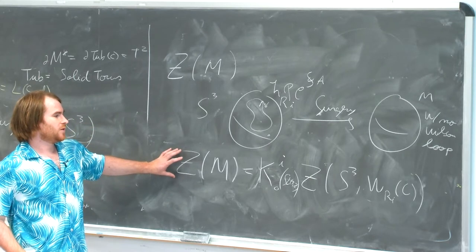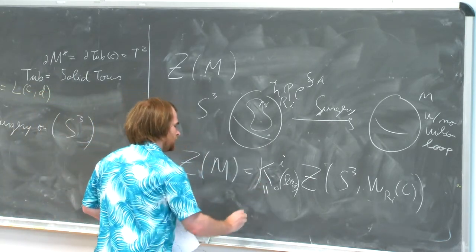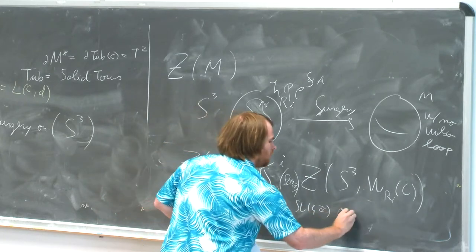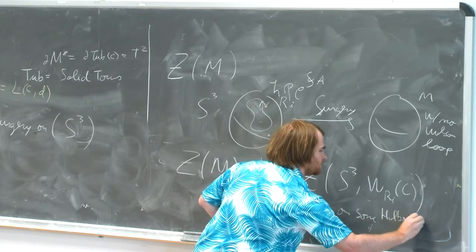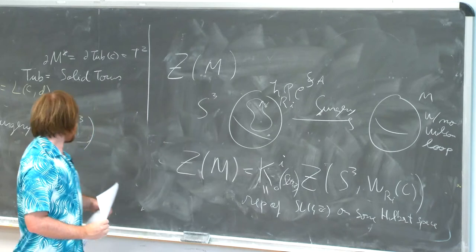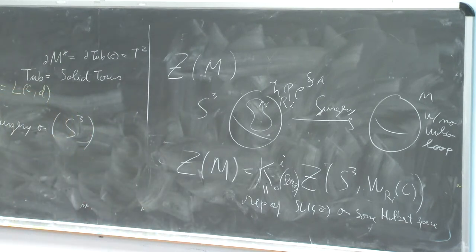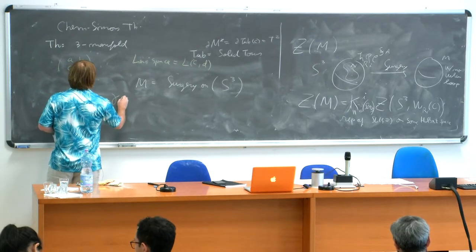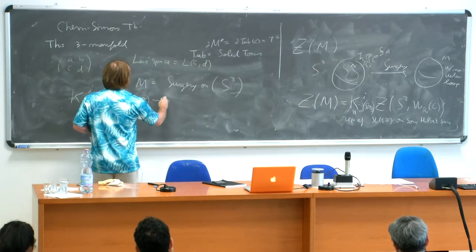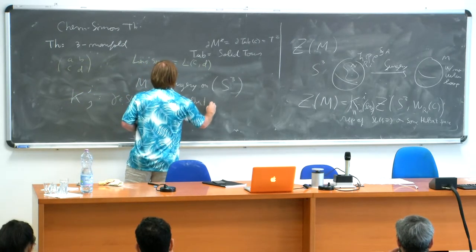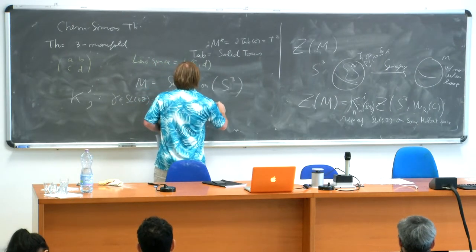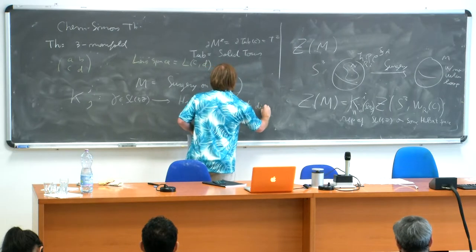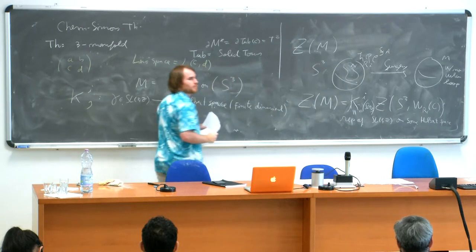Then he claims that the partition functions are related in the following way, where K is a representation of SL(2,Z) on some Hilbert space, which I'm not going to describe. But the important thing is K. There's some matrix K_ij, which takes some element of SL(2,Z) and maps it to this Hilbert space, which is a finite dimensional space. It was like a representation.